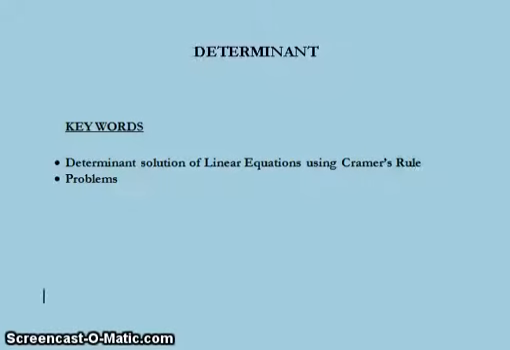Hello and welcome to another segment on determinants. Today we shall be dealing with the solution of linear equations by the use of Cramer's rule, and later we would be dealing with some numerical problems based on the use of Cramer's rule.